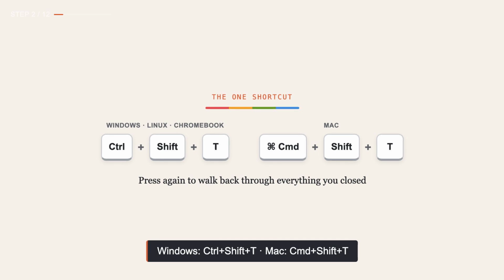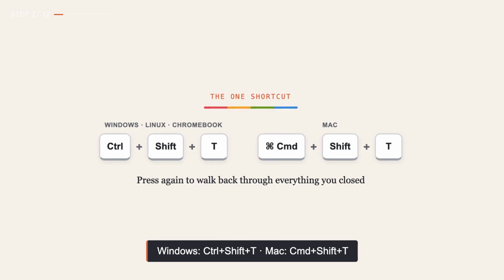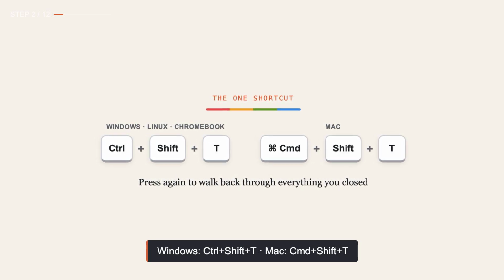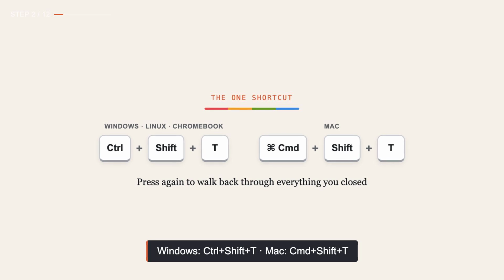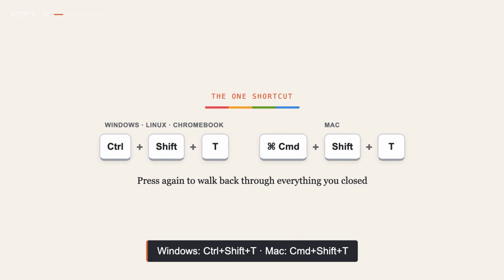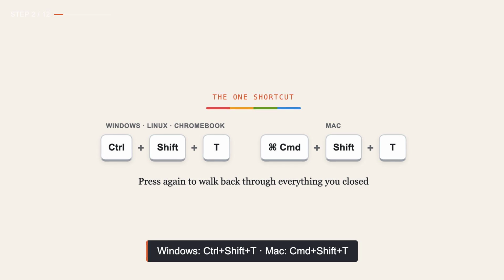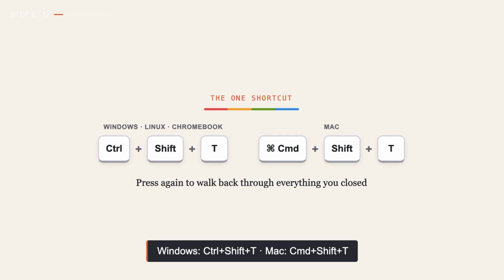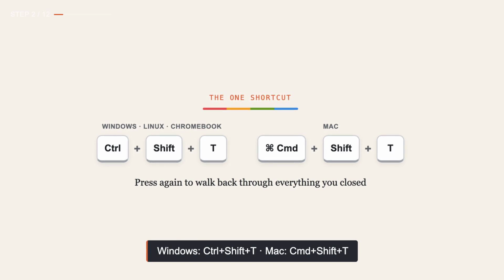On Windows, Linux, and a Chromebook, it is Ctrl Shift T. On a Mac, it is Command Shift T. After years of living in Chrome every day, this is the one my fingers hit without even thinking. It does not just paste the address back, it restores the actual tab in its original position in the strip, and it keeps that tab's own back and forward history, so the pages you visited inside it are still there.